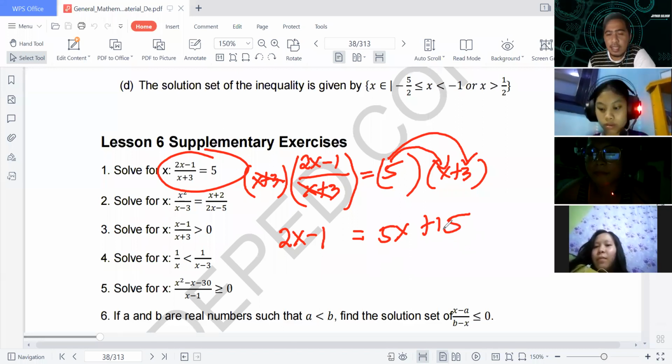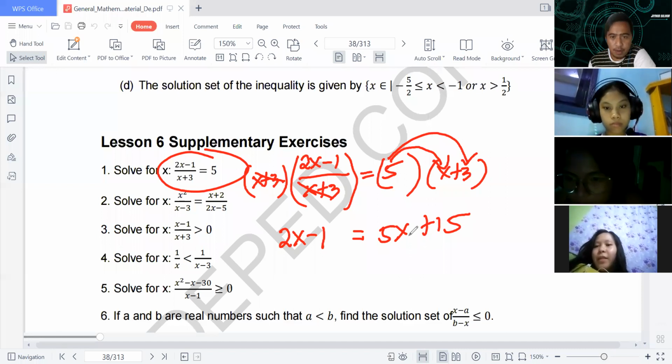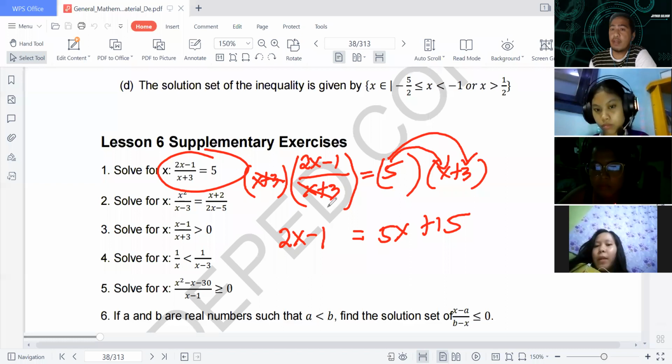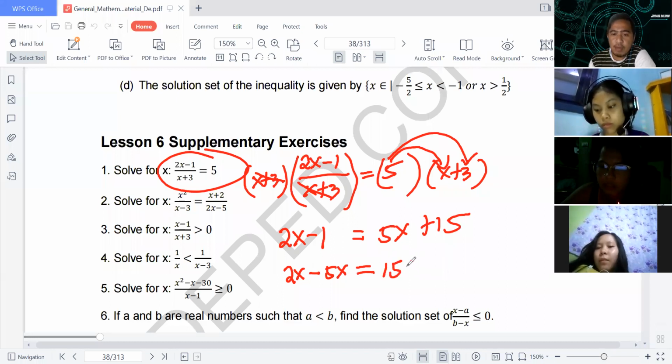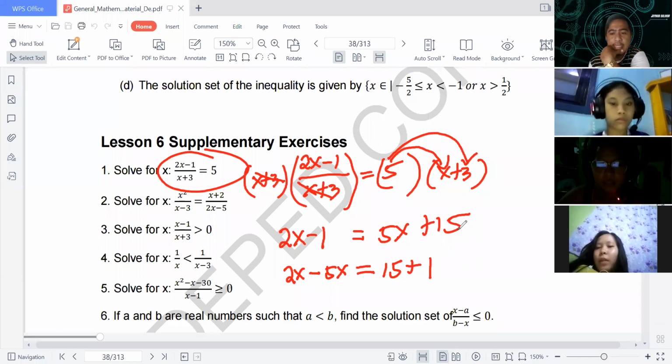And the next thing is, you will transfer those terms having x to the left side and those terms that are constants to the right side. In this case, you retain 2x. You transfer 5x to the other side, and it becomes negative 5x, right? While here it becomes 15, you transfer 1 to the other side, and it becomes positive 1. Did you get it, class? Yes, sir.